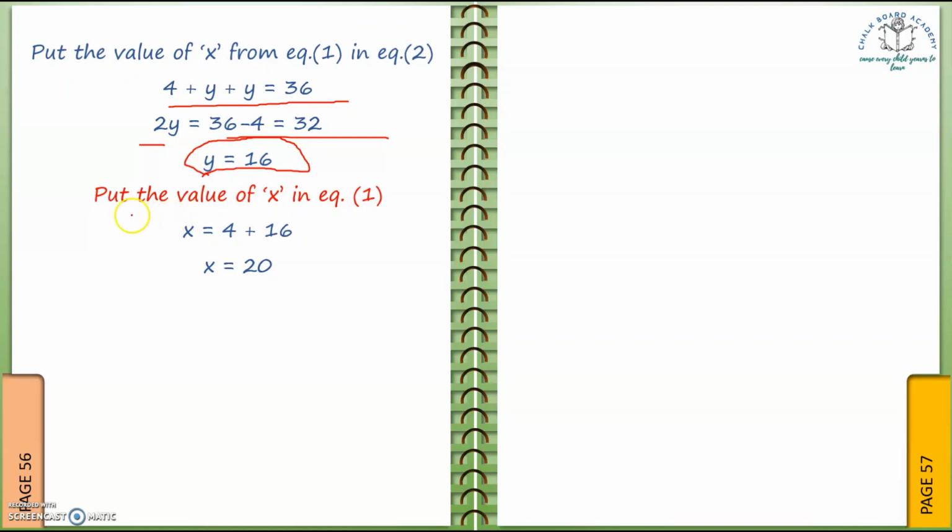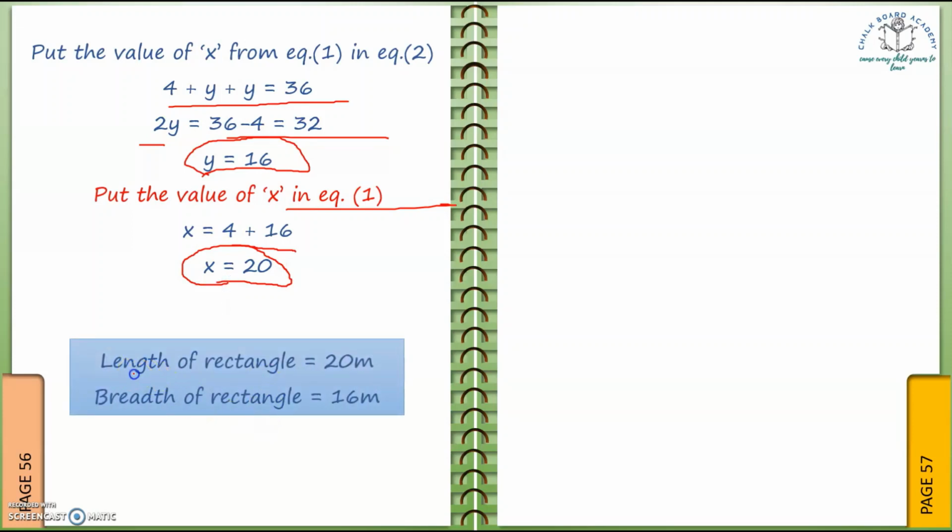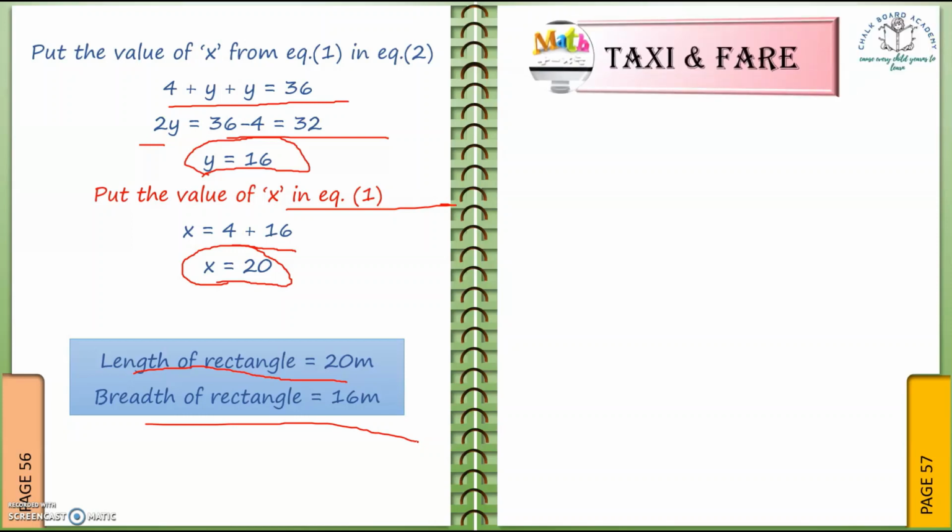Now we have to put the value of y in the equation for x, and that equation was x is equal to 4 plus y. So 4 plus 16, that is x is equal to 20. Now we got the length and breadth of the rectangle. So length of the rectangle is 20 meter and breadth of the rectangle is 16 meter. That's it. Now let's look into another type here.